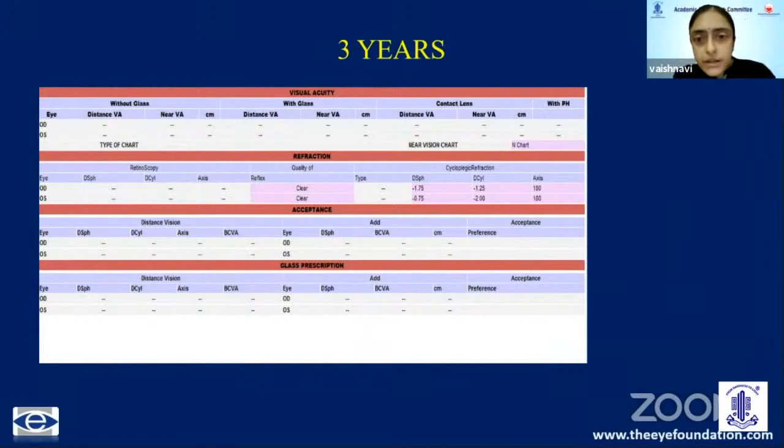This is a 3-year-old child. After atropine refraction, you can see the power is around minus 1.25 and minus 2 at 180 degrees. So it's better to just observe the patient and call them every 6 months.